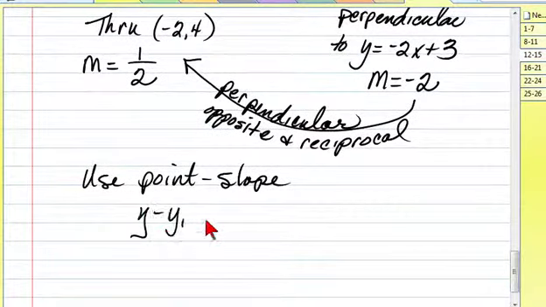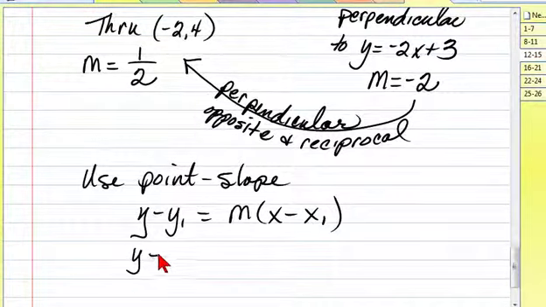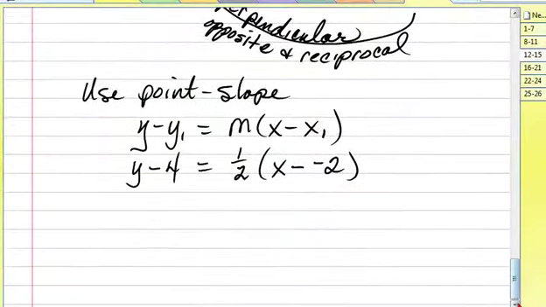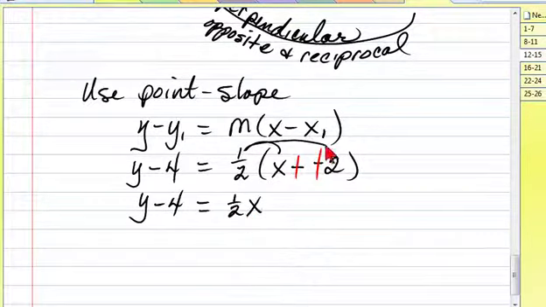So I have y minus y1 is equal to m times x minus x1. So I'm going to have y minus 4 is equal to 1/2 times x minus a negative 2. Notice right away I've got minus minus. I want to make sure you take care of that. So I have y minus 4 is equal to 1/2 times x is 1/2 x. What is 1/2 times 2? What's half of 2? It's 1.